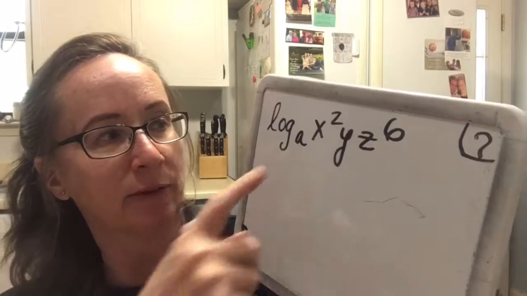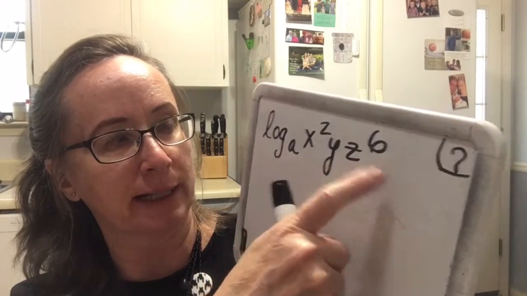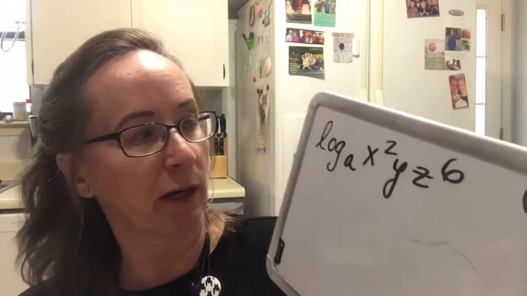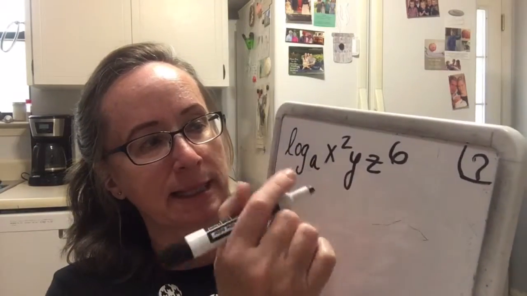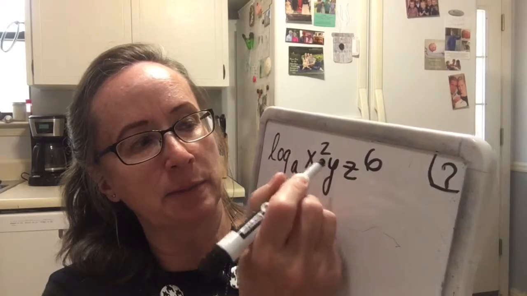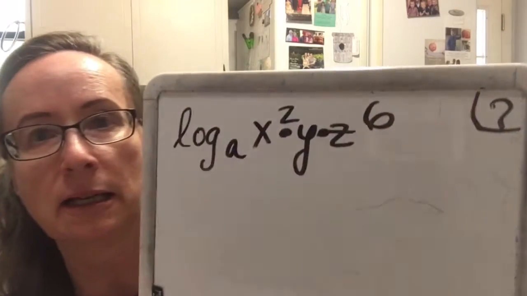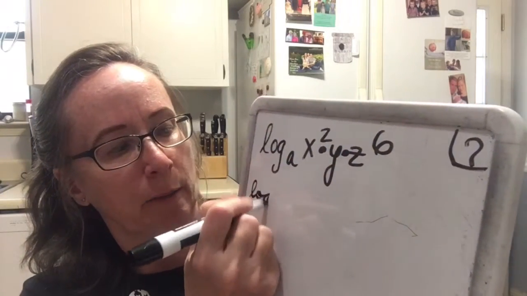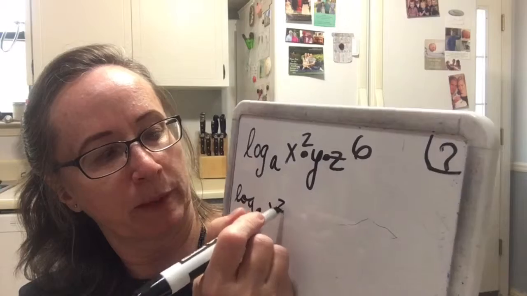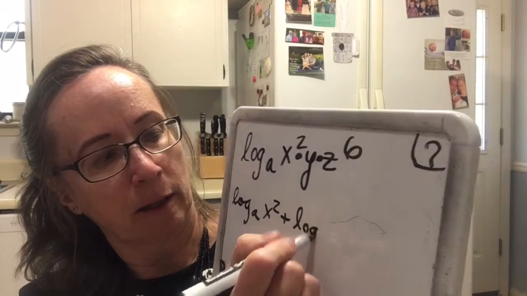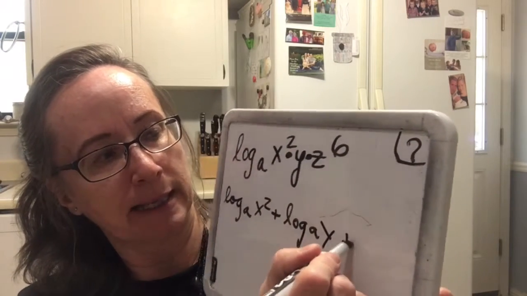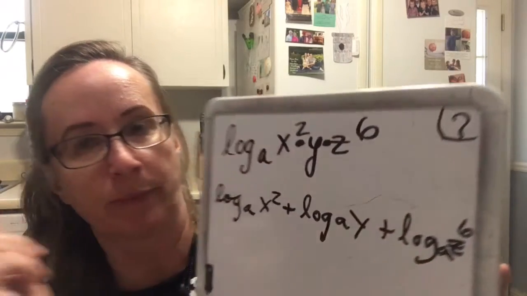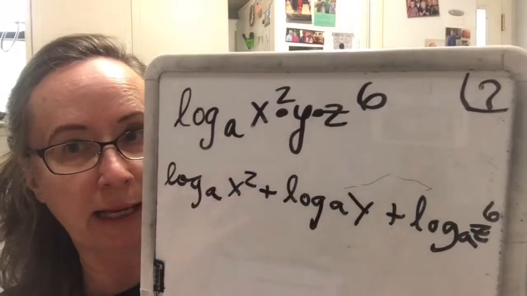So we have product, product, product. Everything's a product, but we're going to have some powers in here too that we can run around. So the first thing I'm going to do is break this up as this times this times this. Okay, so I'm going to break it up that way first. So I'm going to have log base a of x squared plus log base a of y plus log base a of z to the 6th. Okay, so that was applying my product rule.